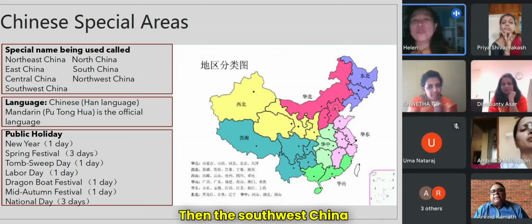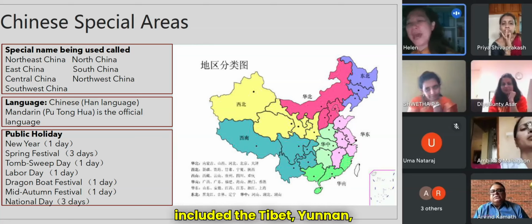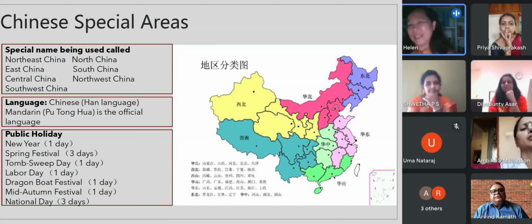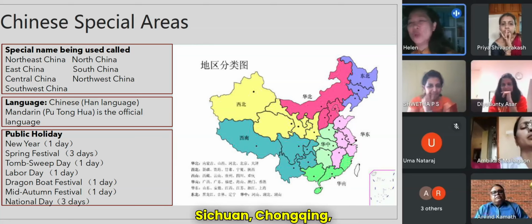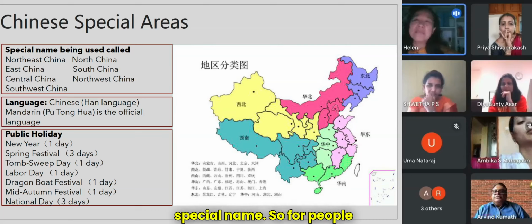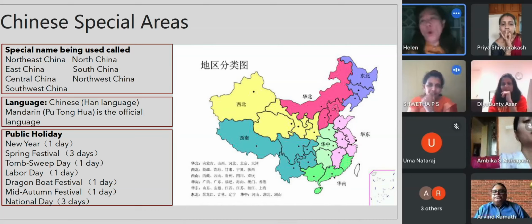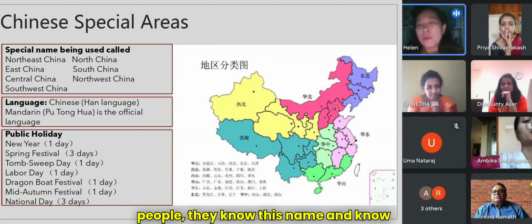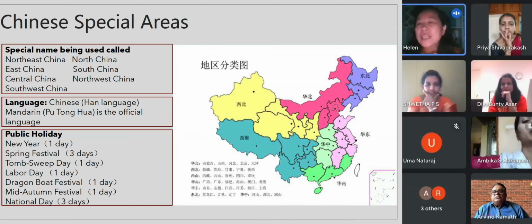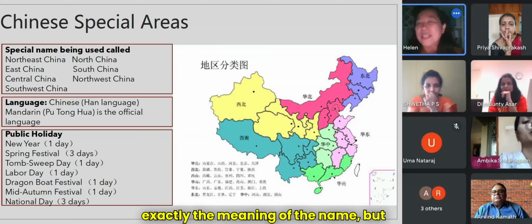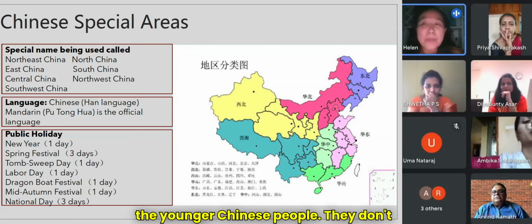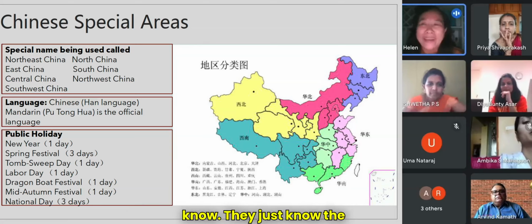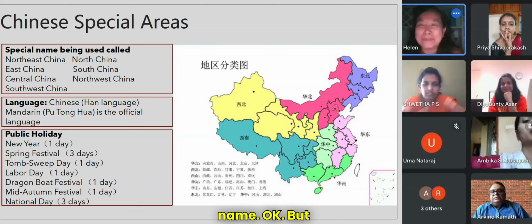Then the southwest China includes Tibet, Yunnan, Sichuan, Chongqing, Guizhou. Okay, that's the special name. So for people who live in China, the older people know this name and know the exact meaning of the name. But the younger Chinese people, they don't know. They just know the name.